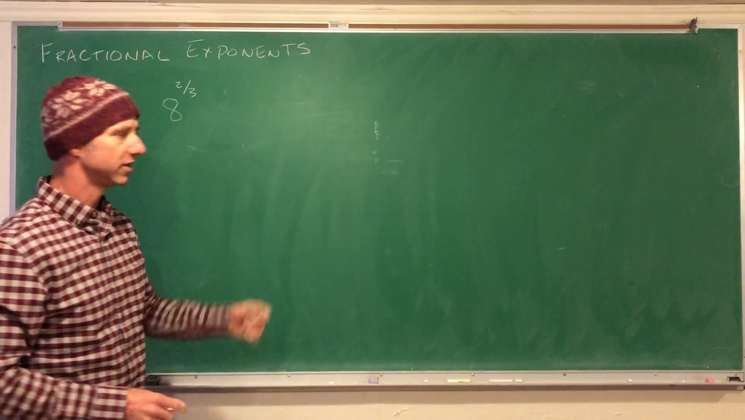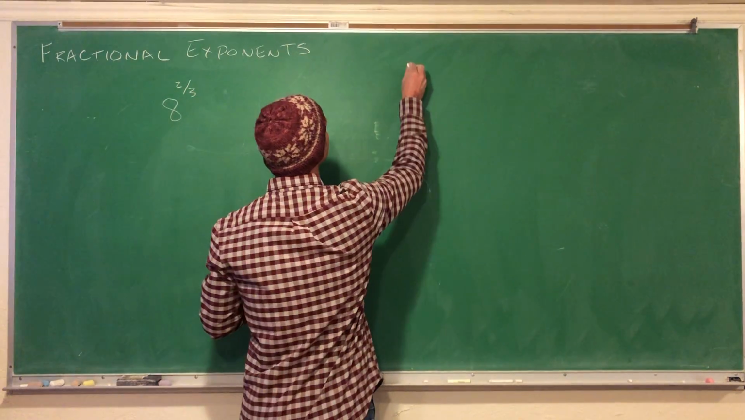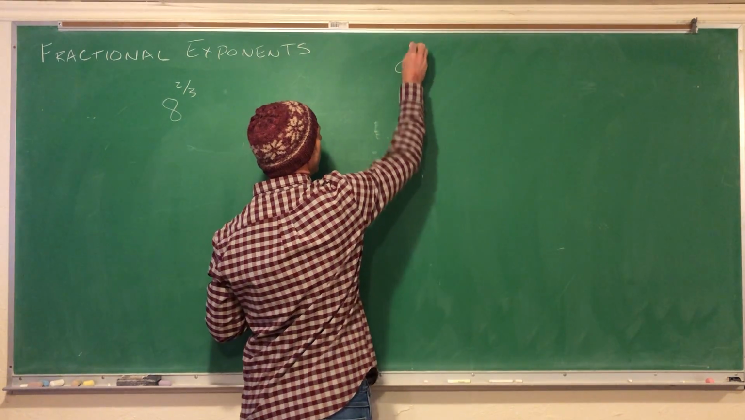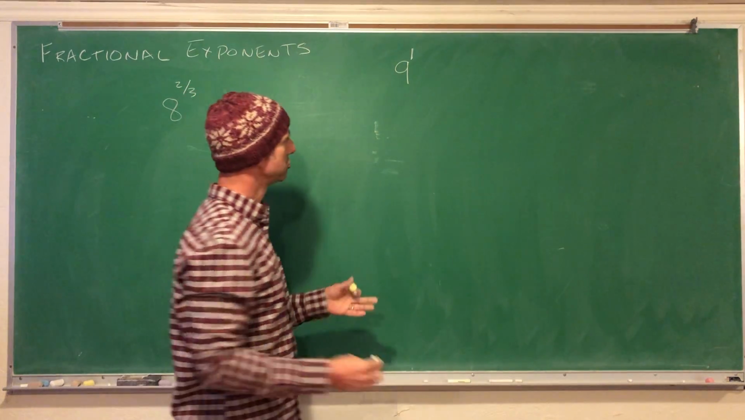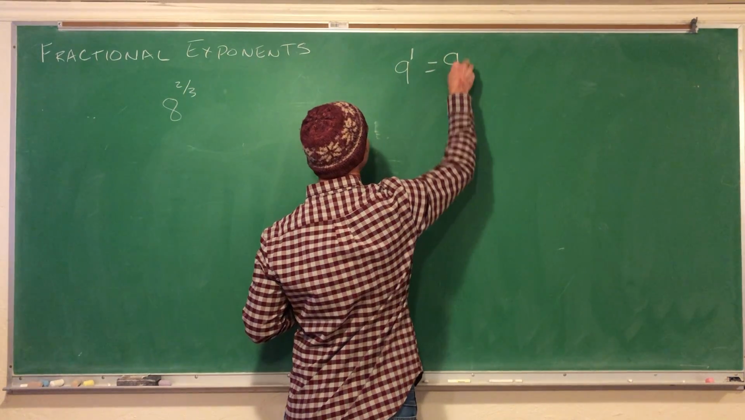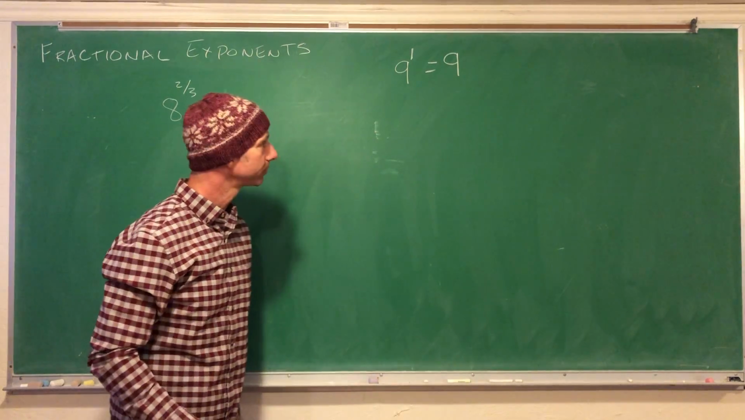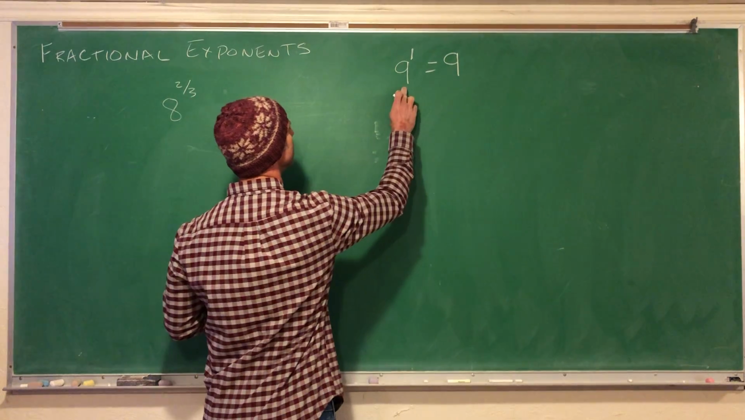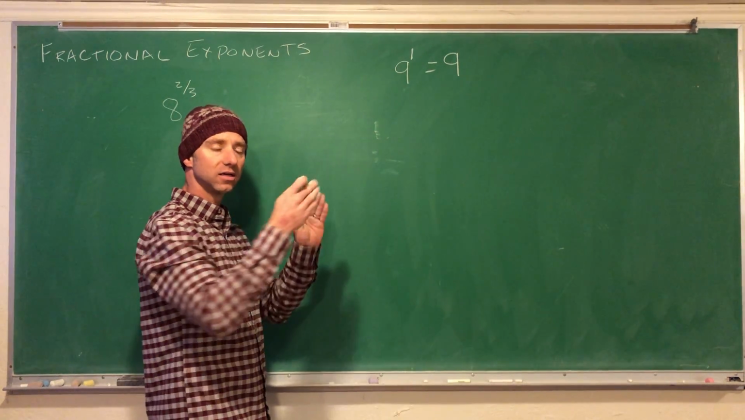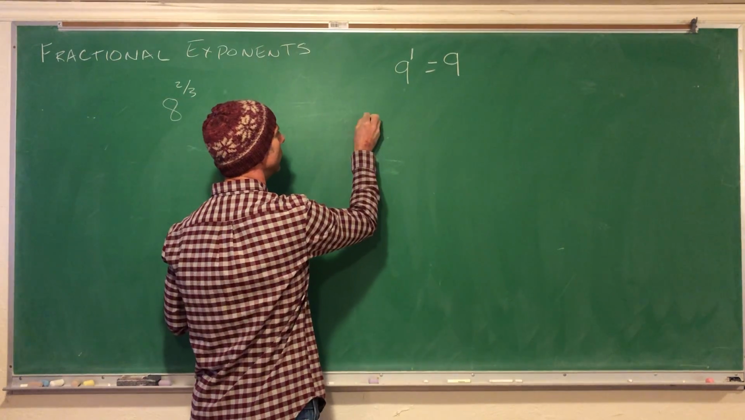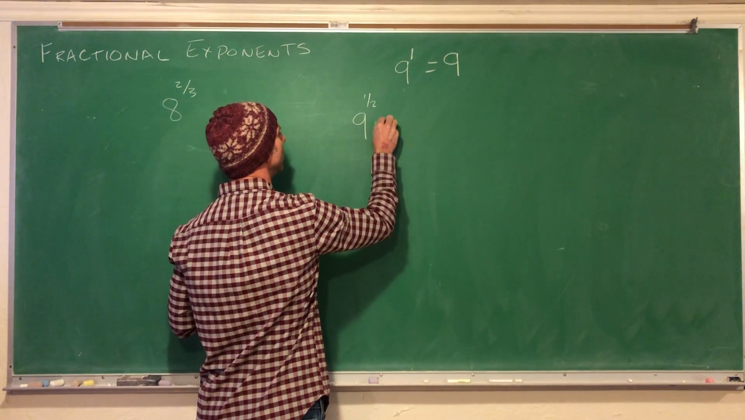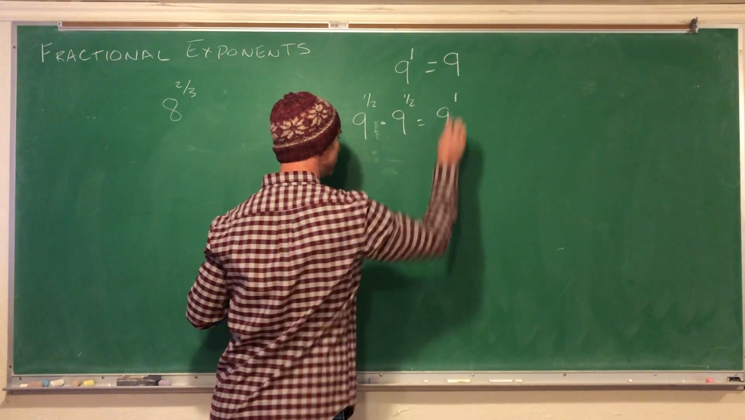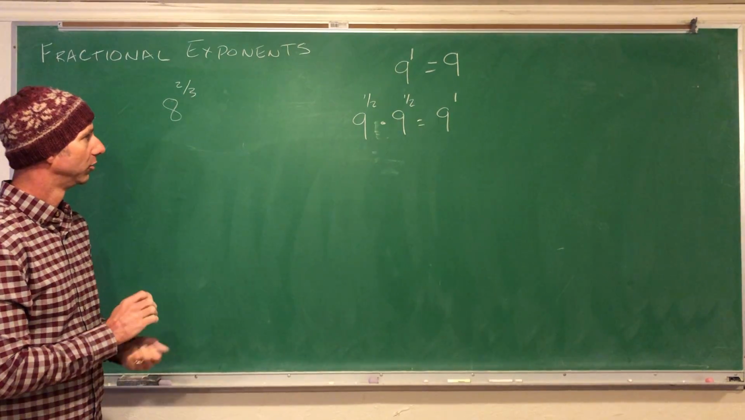So I'm going to start with an example over here. The number 9, how about 9 to the power of 1? 9 to the power of 1 is just 9, because anything to the power of 1 is just that number. Another thing I do know is that the exponents add when you multiply them. So 9 to the 1/2 times 9 to the 1/2 is 9 to the 1. Okay, pretty good.